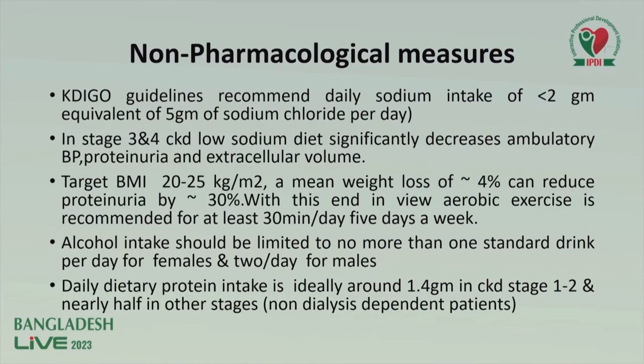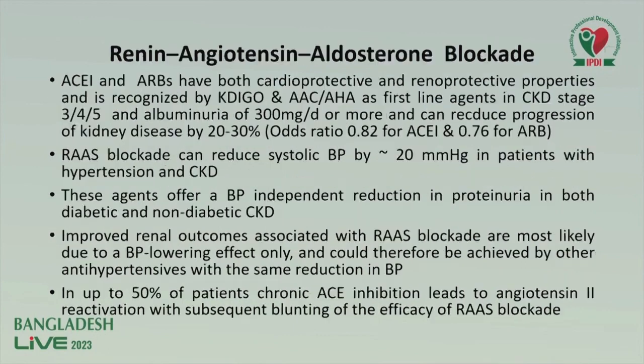And aerobic exercise according to AHA, 30 minutes per day, 5 days a week, this is the bare minimum requirement. Alcohol consumption should be avoided if possible, but if not possible, 2 drinks per day for males and 1 drink per day, standard drinks, for females. And dietary protein intake for CKD stage 1 and 2 should be about 1.4 gram per kg, and it should be half in the other stages of CKD.